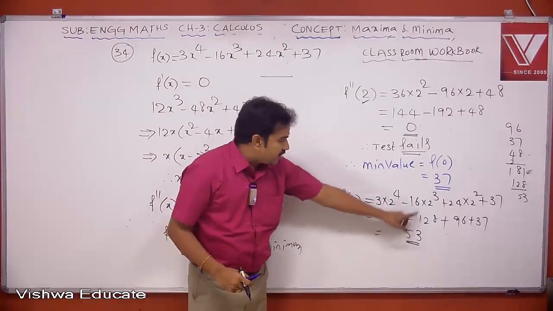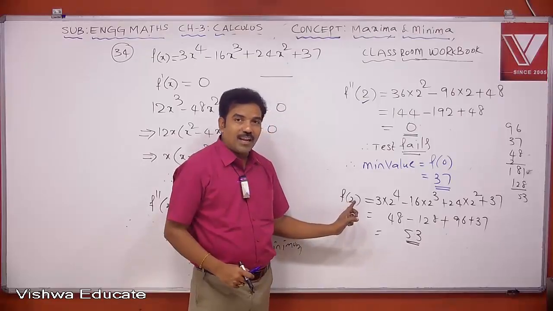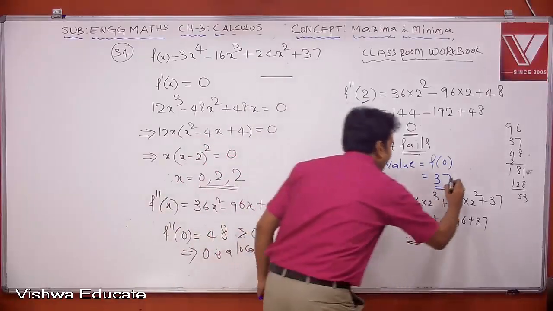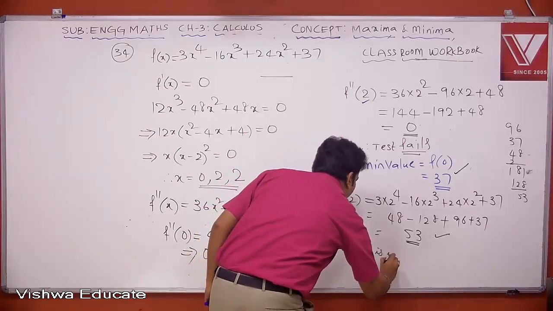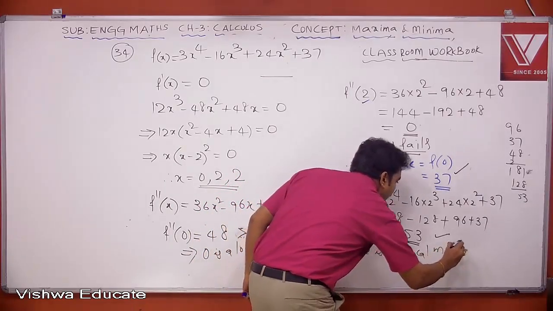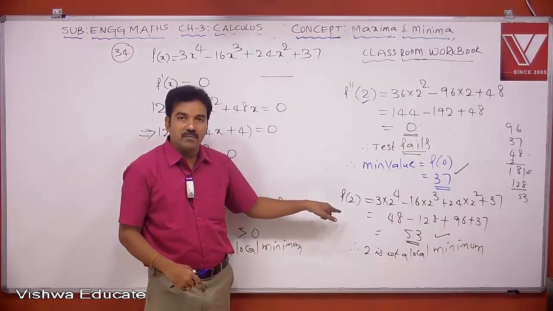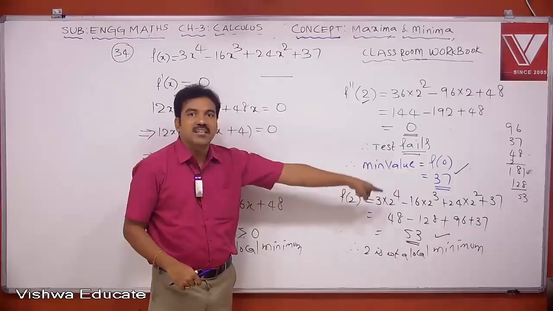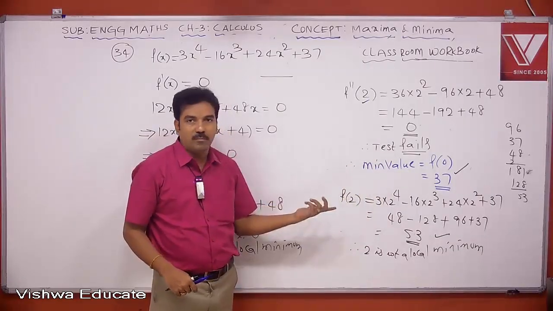Now here 53 is greater than 37. Therefore, this 2 is not a local minimum. So when you compare this value and this value, we can say that 2 is not a local minimum. Why is 2 not a local minimum? If 2 is a local minimum, then f of 2 must be 37. But the f of 2 value is greater than 37, therefore 2 cannot be a local minimum.